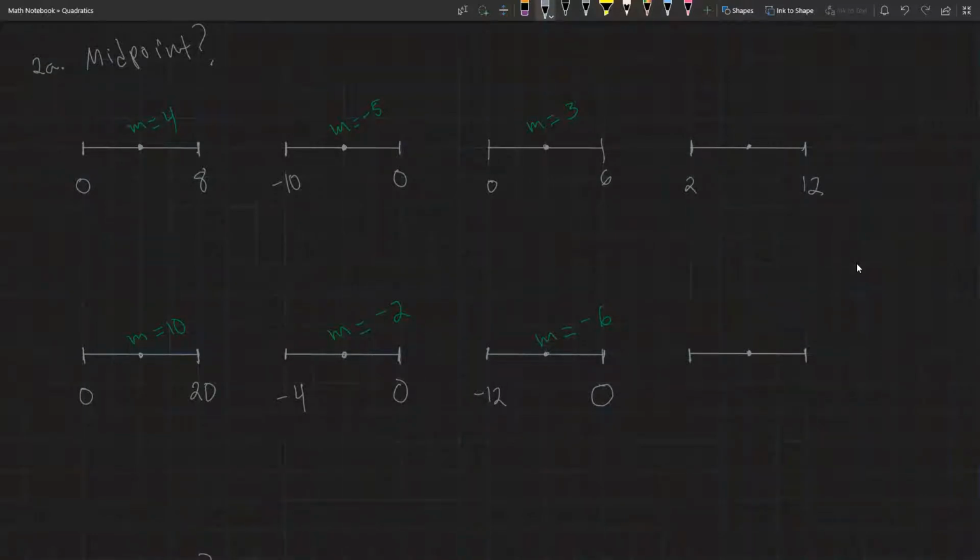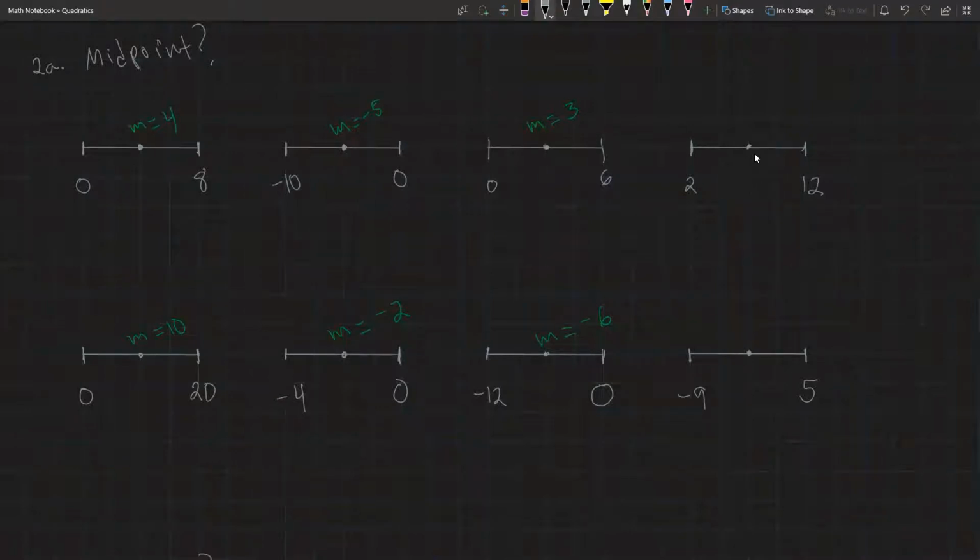And -9 and 5. What is the midpoint between those? So let's see if we can do that in our head pretty quickly. What's the midpoint between 2 and 12? I'm going to give you 3 seconds to think. 3, 2, 1. What's the midpoint?